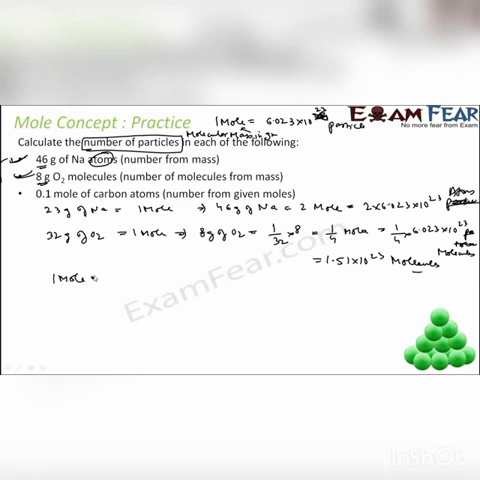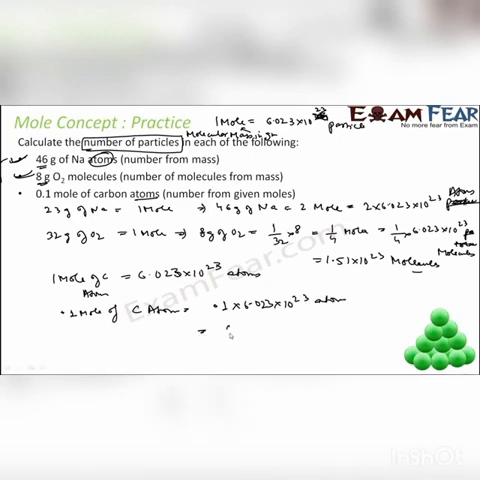Third is pretty simple, 0.1 mole of carbon atoms. So we know that 1 mole of anything is nothing but 6.023 into 10 to the power 23 particles. Here we talk about atoms. So 1 mole of carbon atoms will be this many atoms. So 0.1 mole will be what? 0.1 mole of C atoms will be 0.1 into this value, and that is nothing but 6.023 into 10 to the power 22 atoms.